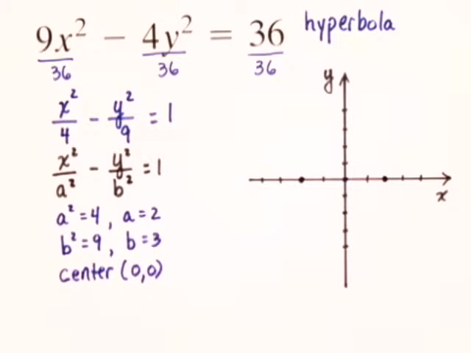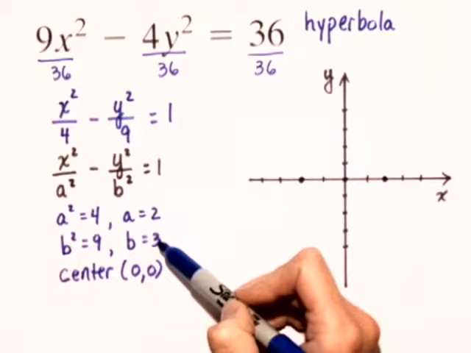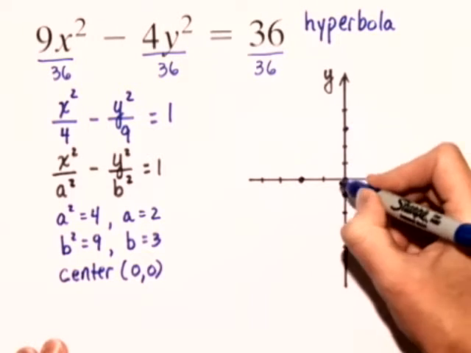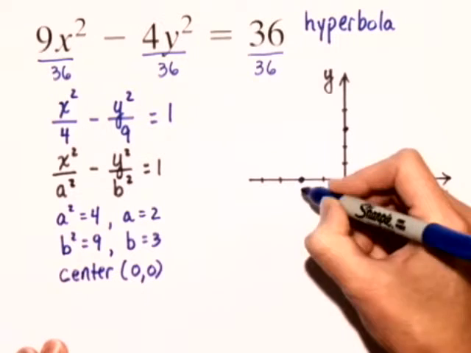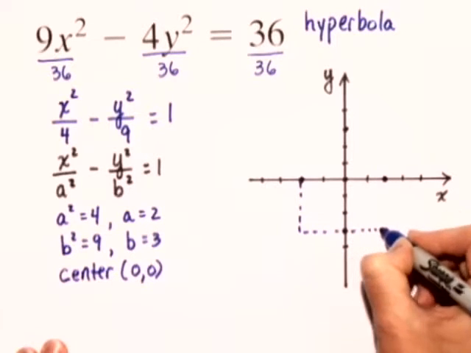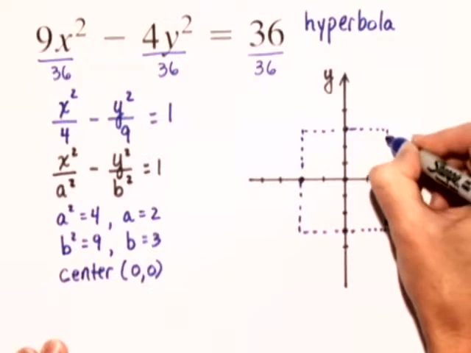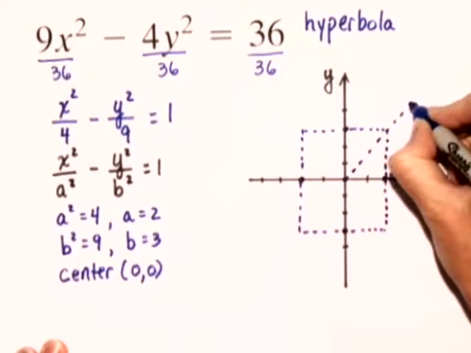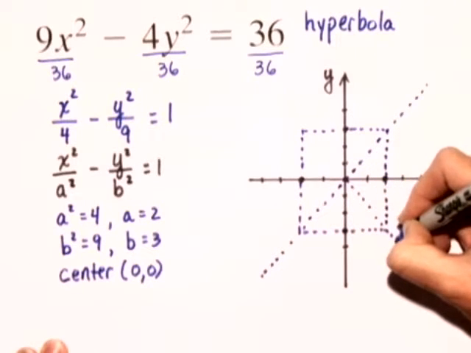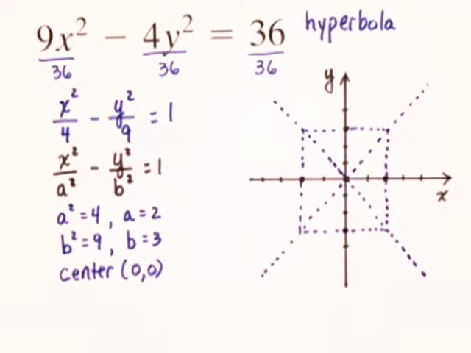Now, in order to graph this hyperbola, from the center, we'll also go 3 units up and 3 units down along the y-axis, because b is equal to 3. And then we'll draw a rectangular box containing those 4 points that I just graphed, and we'll draw diagonals through the corners of this rectangular box. These diagonals are the asymptotes that will help us draw the hyperbola.